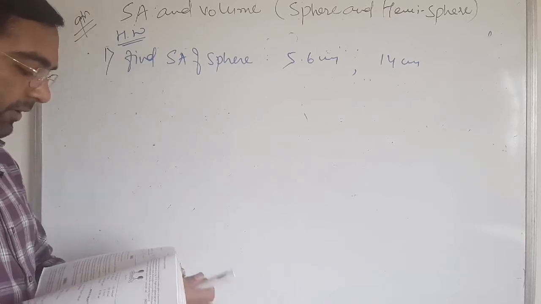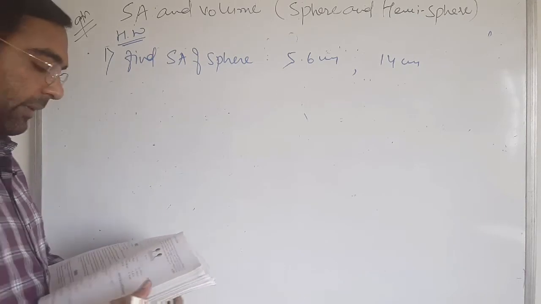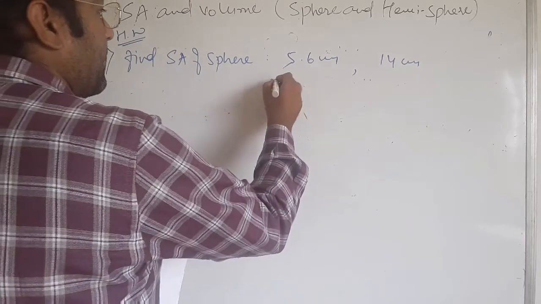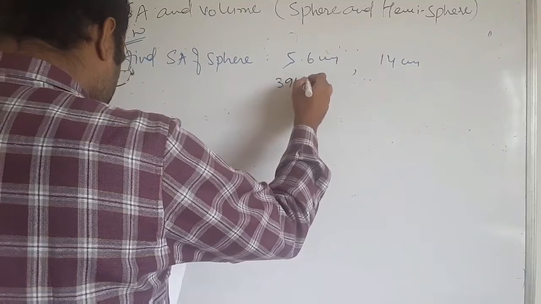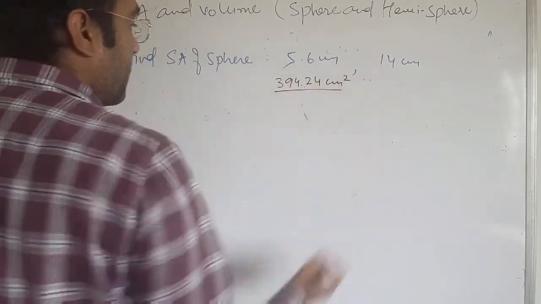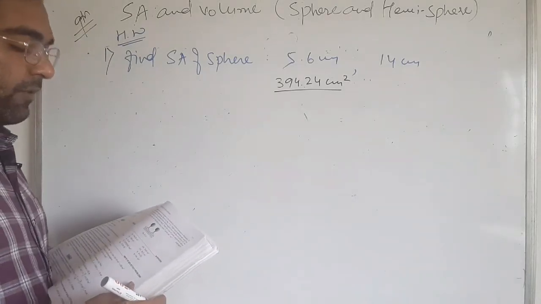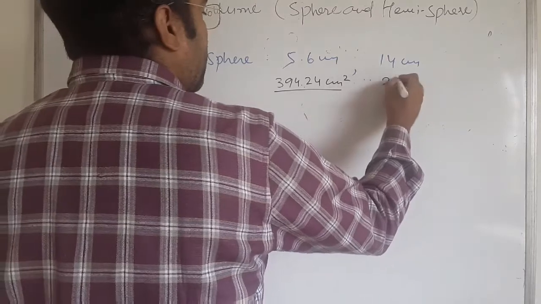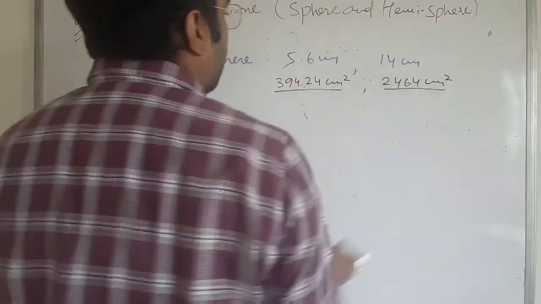The answer for the first one is 394.24 centimeter square, and for the second one the answer is 2464 centimeter square.